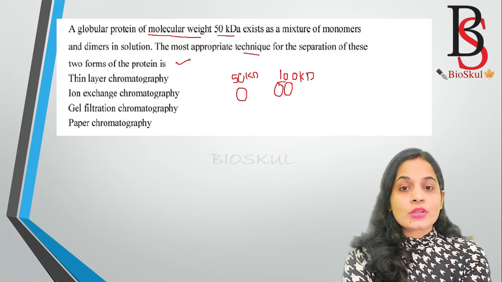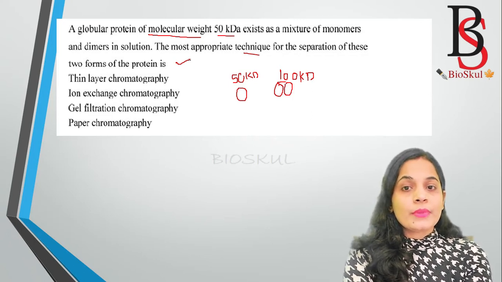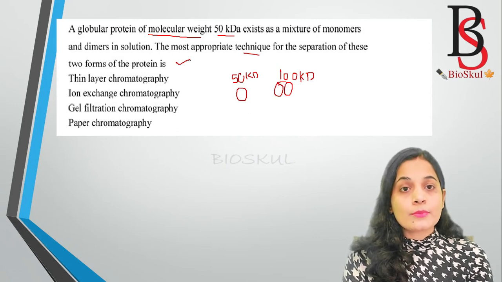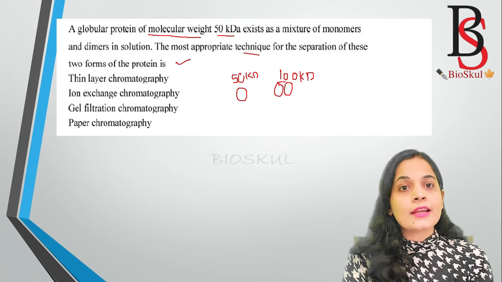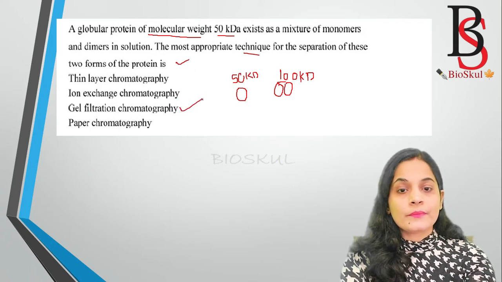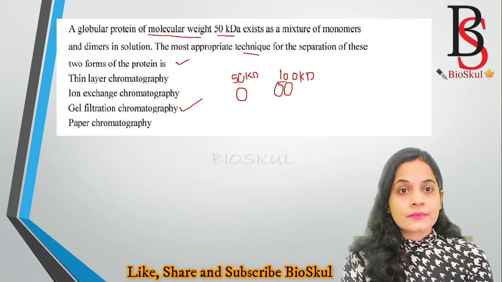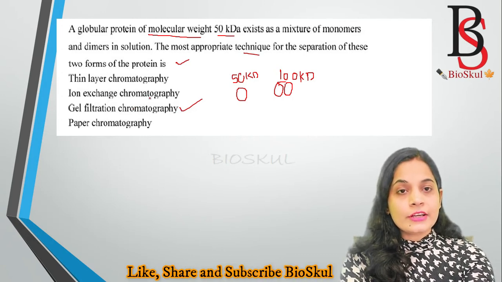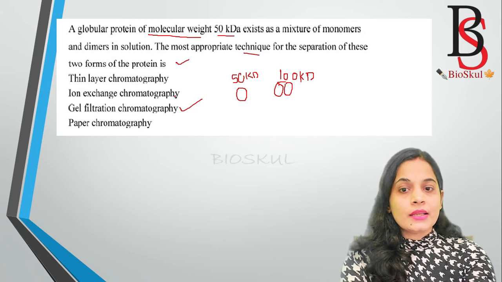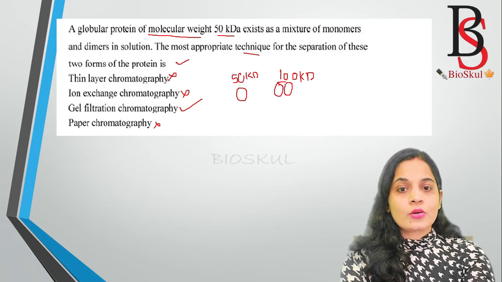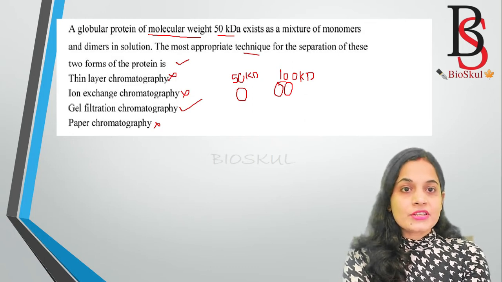So, this question is about chromatography. Which chromatography is used to separate protein molecules based on their molecular weight? That is gel filtration chromatography. In this chromatography, the protein molecule with the higher molecular weight will elute first. So the correct answer will be gel filtration chromatography. In ion exchange chromatography, molecules are separated based on charge, so this one is wrong, and it is not paper chromatography or thin layer chromatography. So the correct answer is gel filtration chromatography.